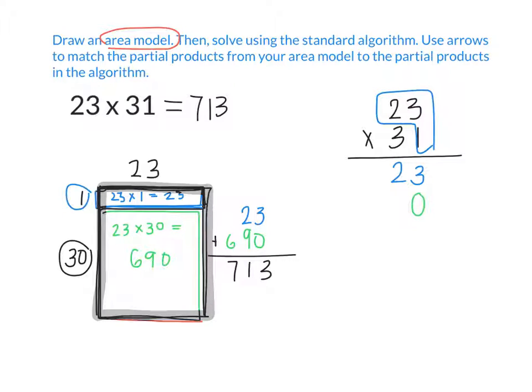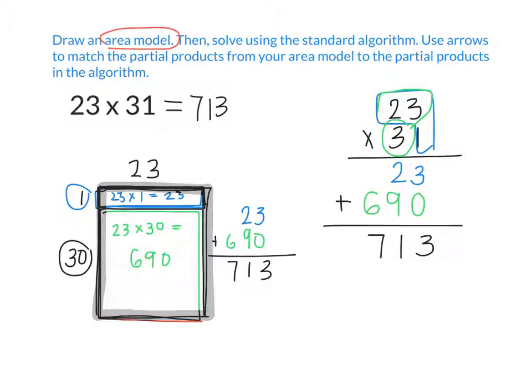How come? Because my next digit is not really 3, it's 30, right? So then I do 3 times 3, which is 9, and then I do 3 times 2, which is 6. Okay, and then I have two partial products and I know that I have to add them up, right?